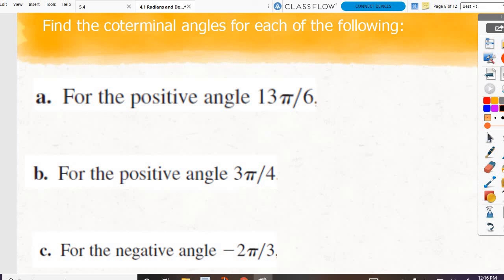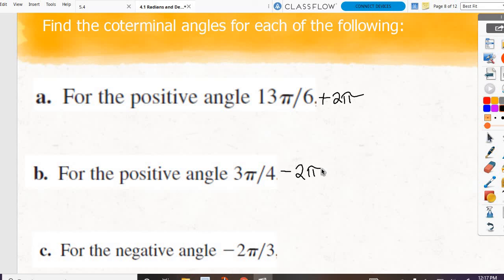So when we're looking at these, they ask us to find coterminal angles. When we had degrees, how did we find coterminal angles? What did we do? We subtracted and added. Correct, which is the same thing as what in radians? 2 pi. So we would add or subtract 2 pi in order to find a coterminal angle. Are you okay with that?